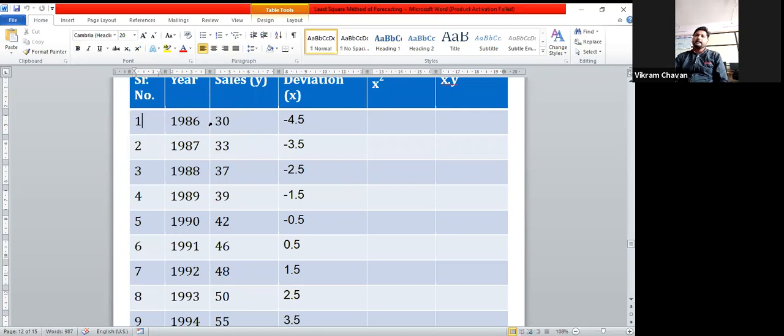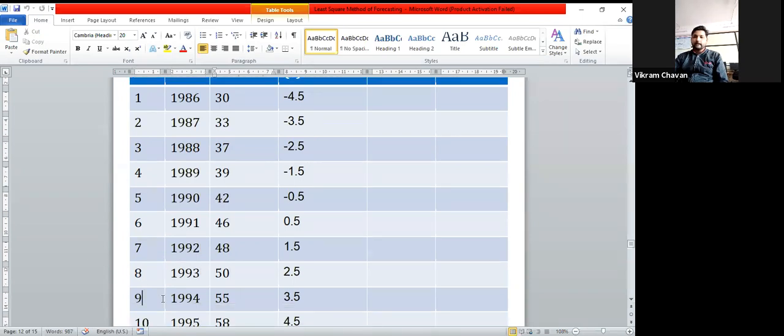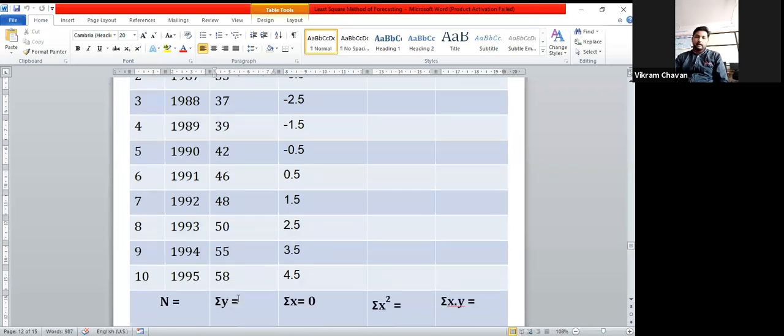First period is 1986, sale is 30. Second period is 1987, sale is 33. Third period is 1988, sale is 37. Fourth period is 1989, sale is 39. Fifth period is 1990, sale is 42. Sixth period is 1991, sale is 46. Seventh period is 1992, sale is 48. Eighth period is 1993, sale is 50. Ninth period is 1994, sale is 55. And tenth period is 1995, sale is 58.